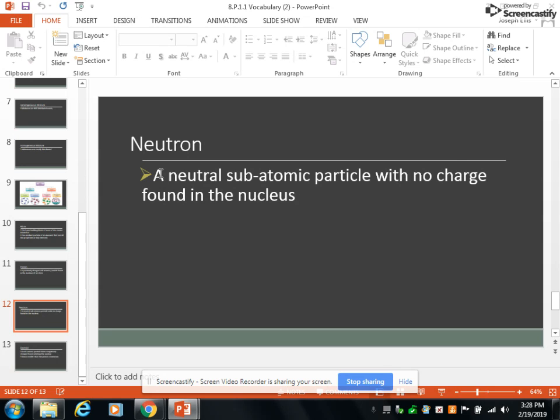Now neutrons are also inside. They're neutral. They don't have any charge, positive or negative whatsoever. To find out the number of neutrons, you take the atomic mass and subtract the atomic number. So the decimal in your periodic table minus the whole number gives you how many neutrons. Sometimes it's the same as the protons, sometimes it's a little bit higher or lower.